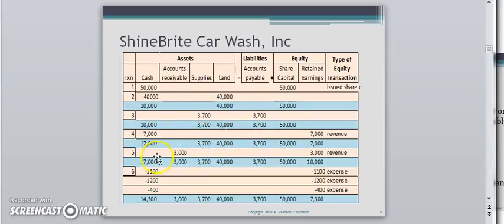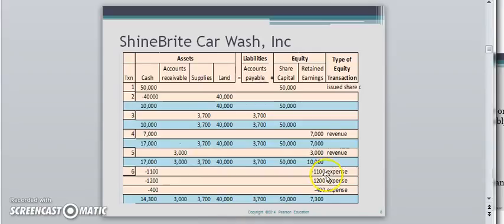Two more transactions. Okay. Revenue of 3,000 was generated by the car wash. These people didn't pay yet, but they said they will, so it generated an accounts receivable. And now you can see the company is now worth even more money. So 60,700 plus 3,000 is 63,700. Is that balanced over here?